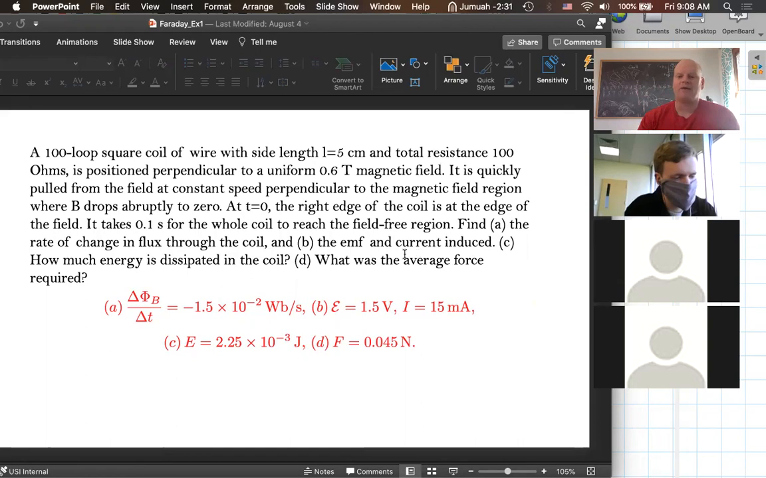That's part A. Part B, we want to know the EMF and the induced currents inside of the coil. Part C, we want to know how much energy is dissipated by the coil. Meaning I have current running through a coil with resistance, so it has to give off power. So we want to know how much energy is lost in this amount of time of 0.1 seconds. And then finally, what is the average force required to move this thing at constant velocity? Okay, so we'll talk about that in just a second.